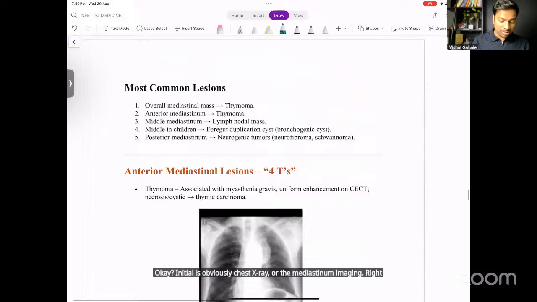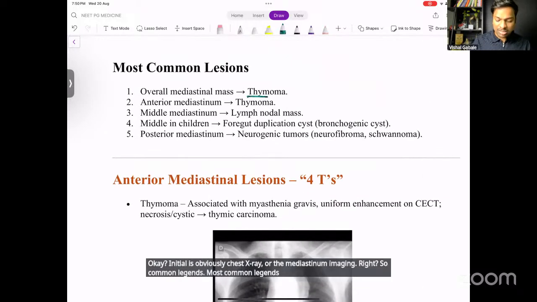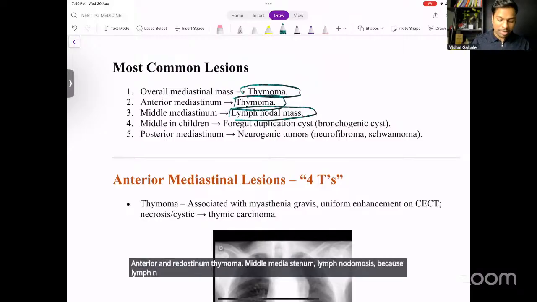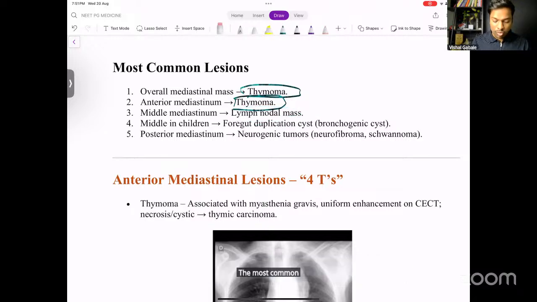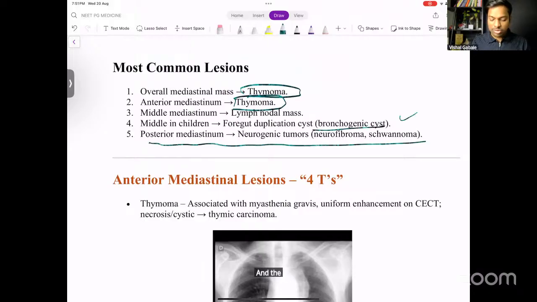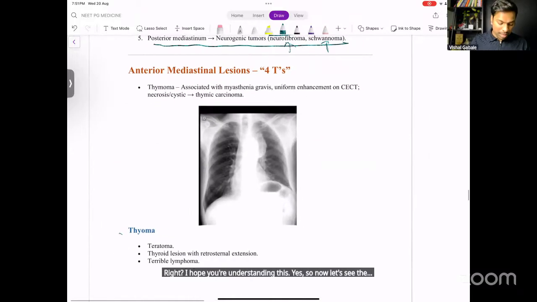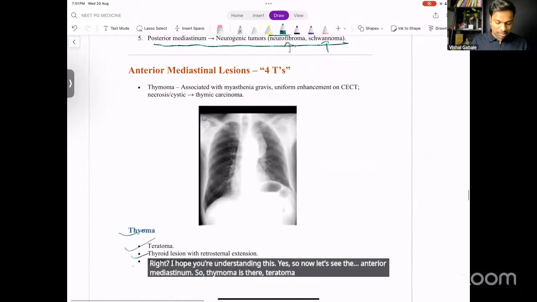The most common lesions: overall, the most common mediastinal mass is thymoma in the anterior mediastinum. In the middle mediastinum, lymph node masses, because lymph nodes are there. In children, the most common middle mediastinal lesion is the foregut duplication cyst, also called the bronchogenic cyst, and the posterior mediastinum has neurogenic tumors like neurofibroma and schwannoma. I hope you are understanding this. So now let's see the anterior mediastinum. Thymoma is there, teratoma is there, thyroid lesions are there, and terrible lymphoma is there.